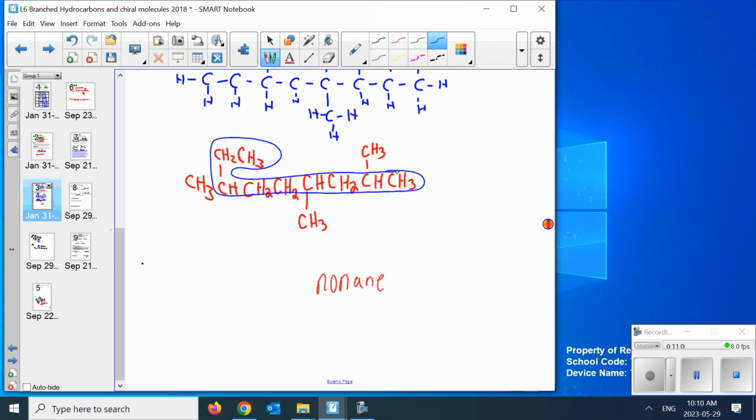Question. Is it better to go right to left or left to right? Well, let's think this through. If I went this way, it's 1, 2, 3. The fourth one has an attachment, then 5, 6, and the 7th one has this attachment. I went the other way, so I've got 2, 4, 7. If I went this way, 1, 2, 3, 4, 5, 6, this gives me higher numbers. I got 3, 6, 8. So I'm going from right to left: 2, 4, 7-trimethylnonane.